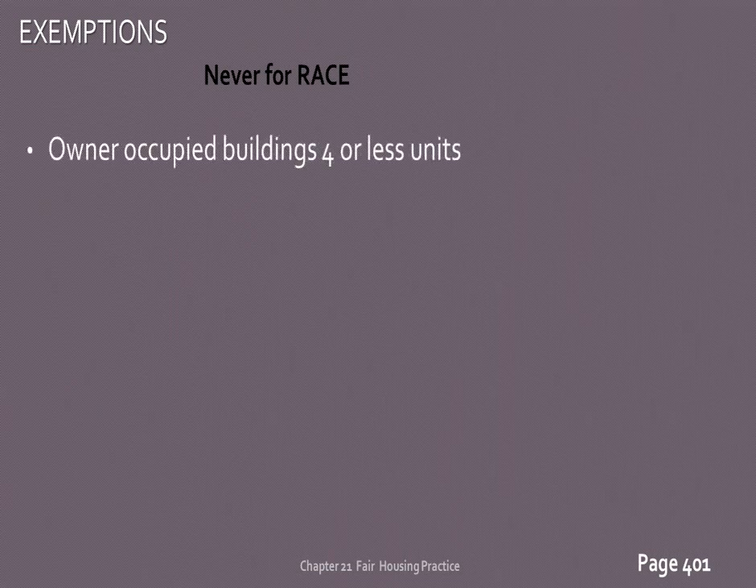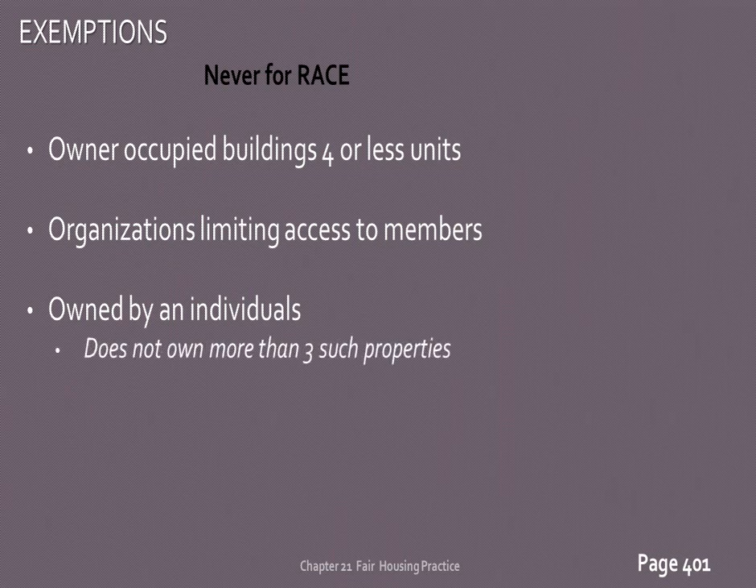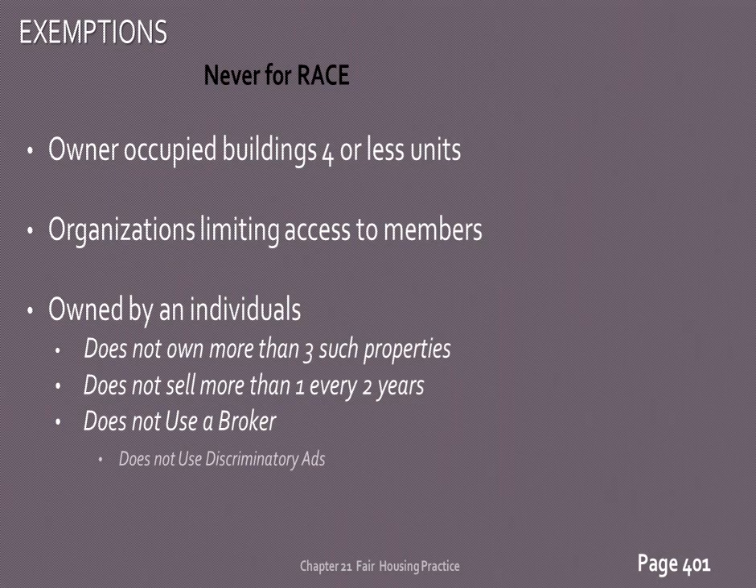Sometimes we can discriminate, but these are very narrow definitions. One is in owner-occupied buildings of 4 or fewer units, where the owner lives in one of the units, does not use a broker, and does not advertise. Organizations that limit access to members of their own religion or their own club organization, and those owned by individuals where they don't own 3 such properties. They don't sell more than 1 or 2 properties every 2 years, and they don't use a broker, and they don't use discriminatory ads.